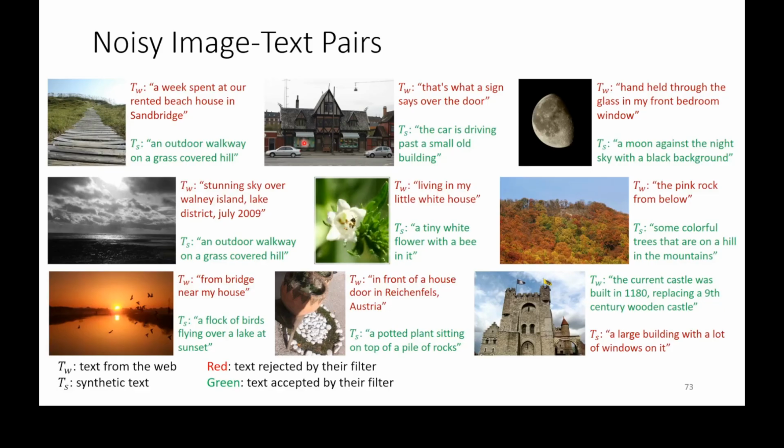Okay, however, you can see from this image, the label grabbed from the internet is "a week spent at our rented beach house in Sandbridge." Does it match the image? No. So that's a problem. When they use the internet as a source of the image text pairs, there are a lot of mistakes. So that's the original text. That's what a sign says over the door. Does it make sense?